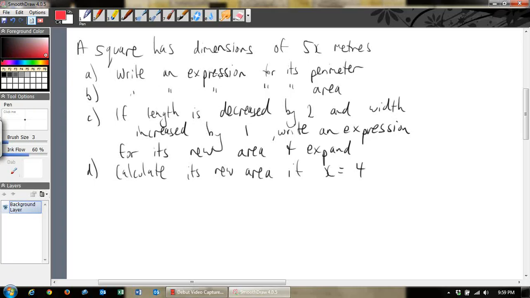Here's the question: a square has dimensions of 5x meters. A, write an expression for its perimeter. B, write an expression for its area. C, if the length is decreased by 2 and its width increased by 1, write an expression for its new area and expand. And finally, calculate its new area if x is equal to 4.